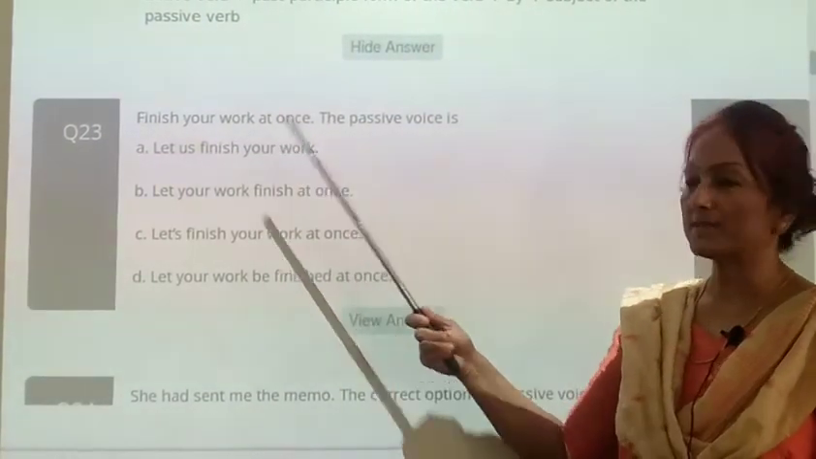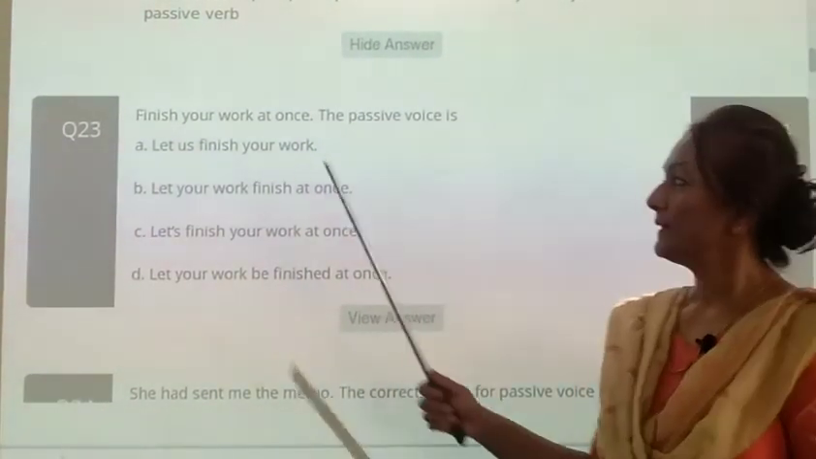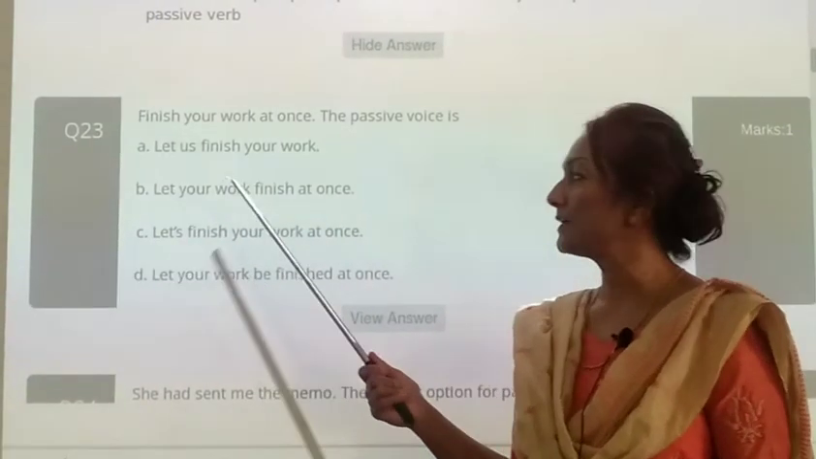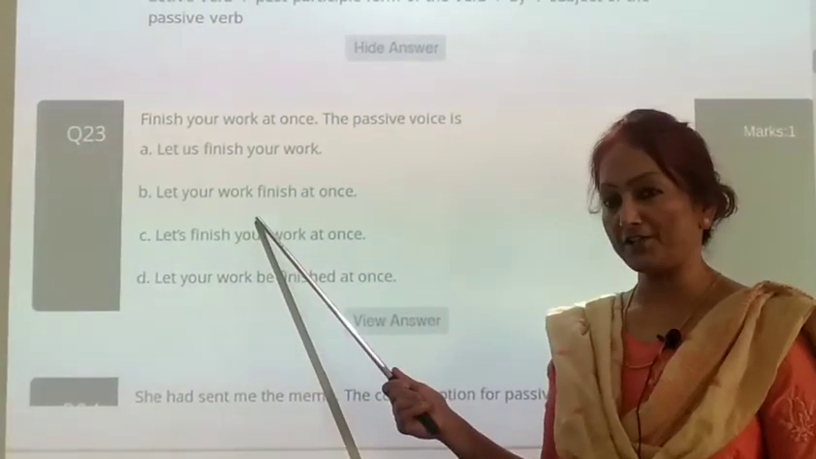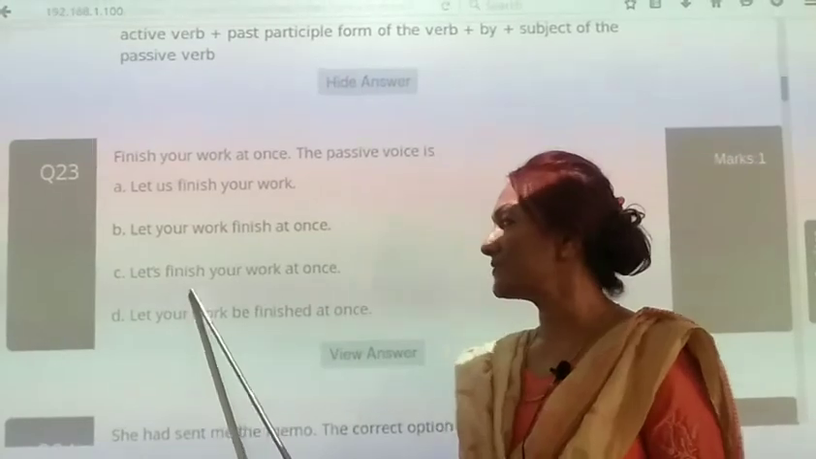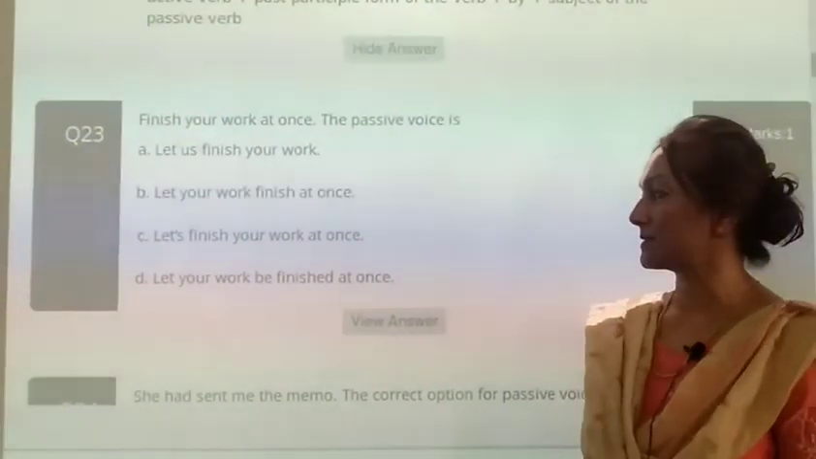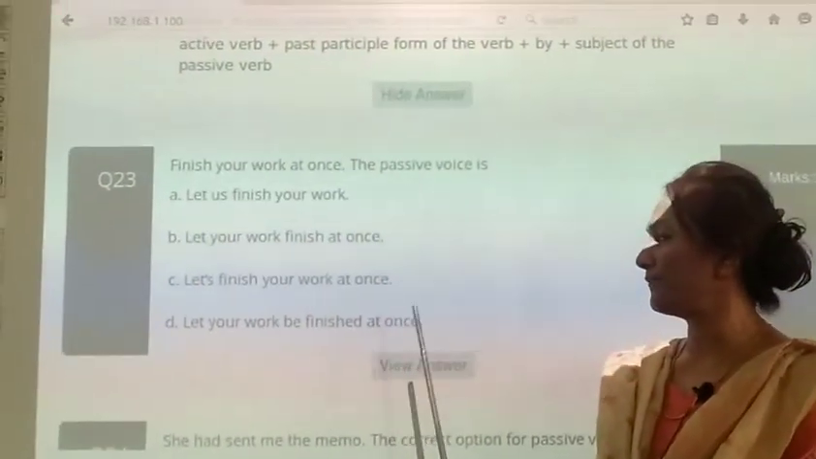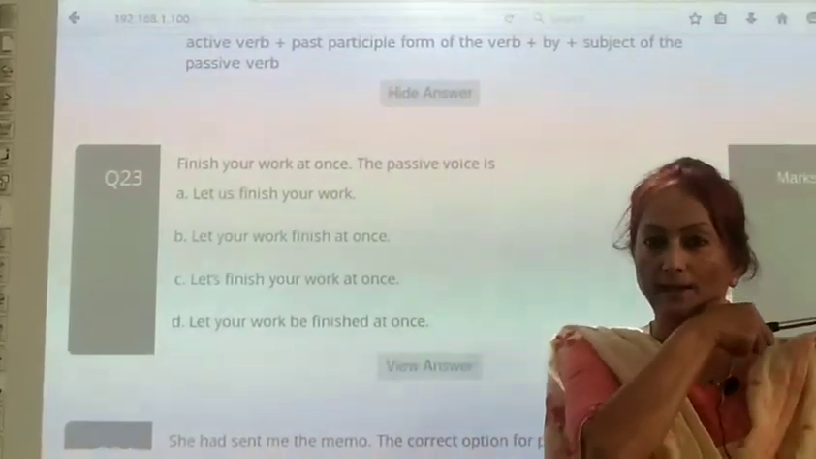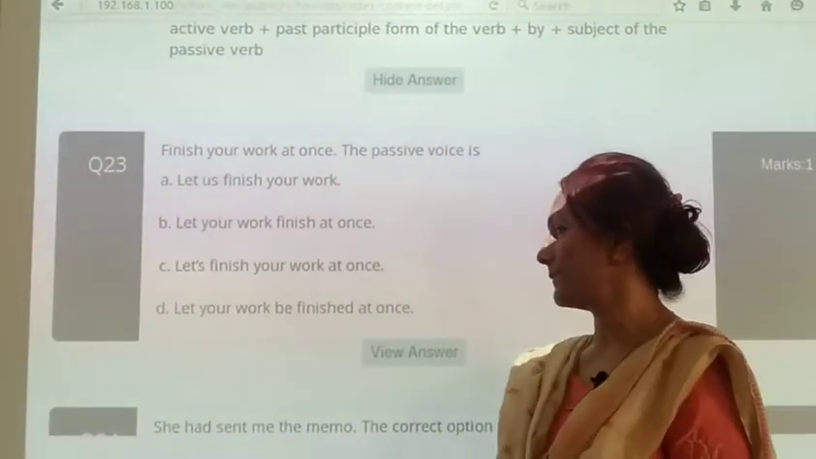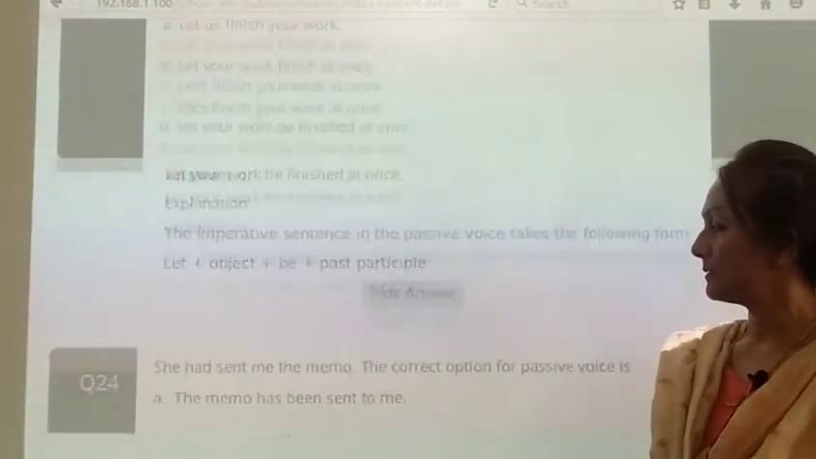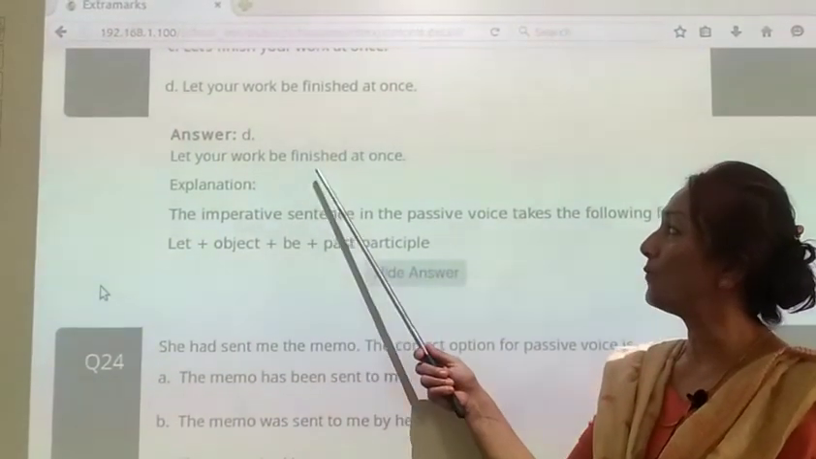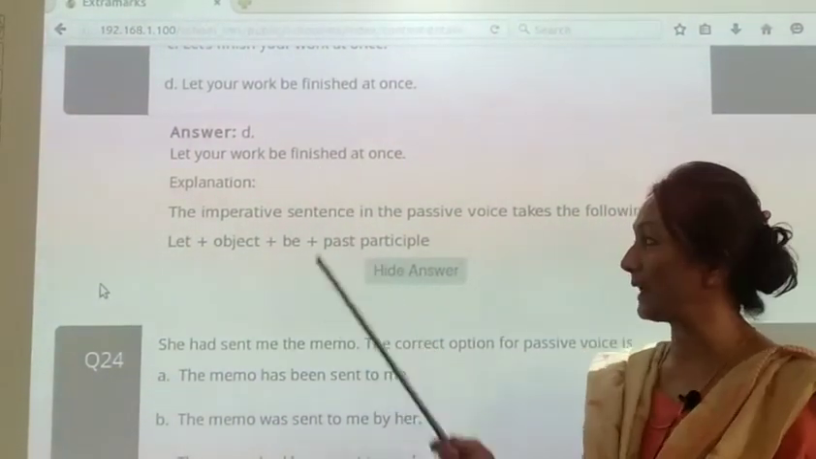Finish your work at once. Let us finish your work. Let your work finish at once. Let's finish your work at once. Let your work be finished at once. The right answer is, let your work be finished at once.